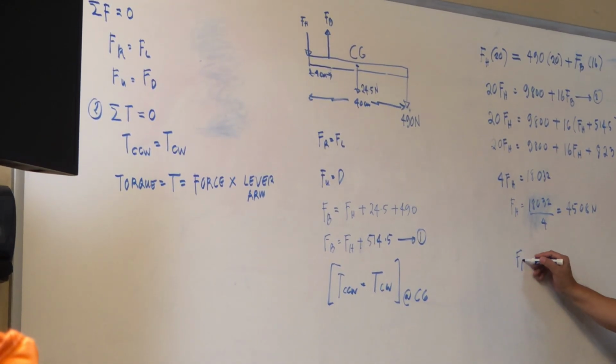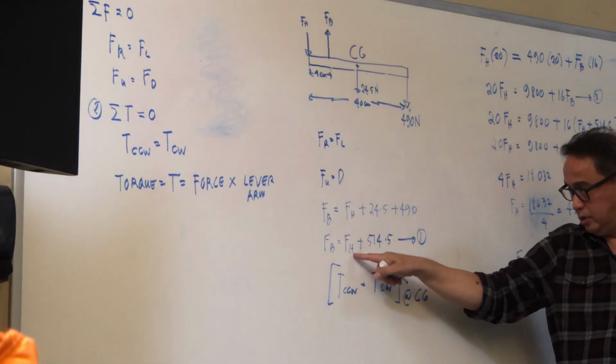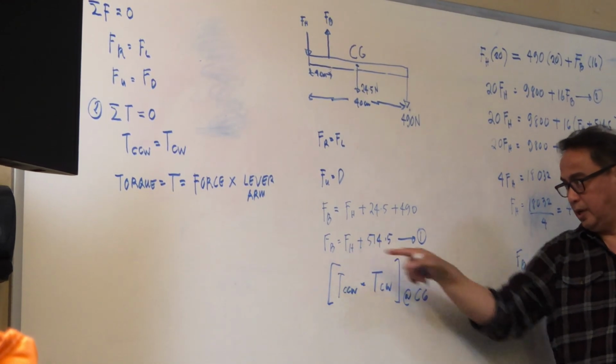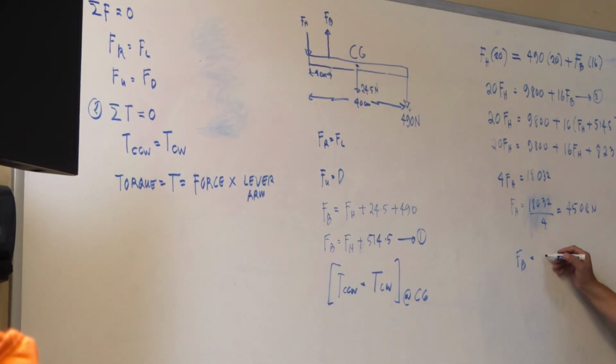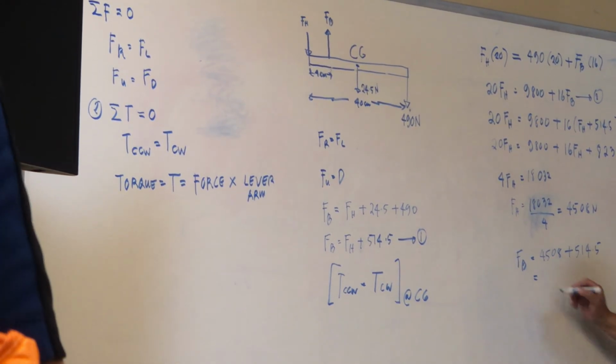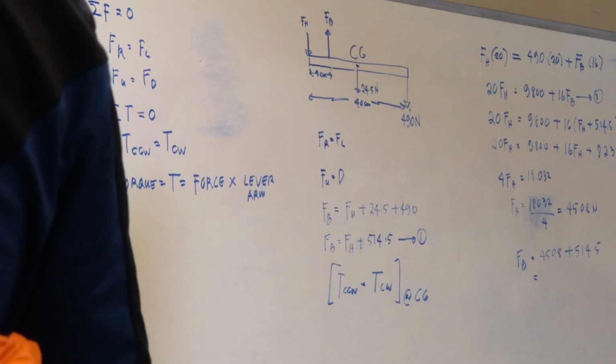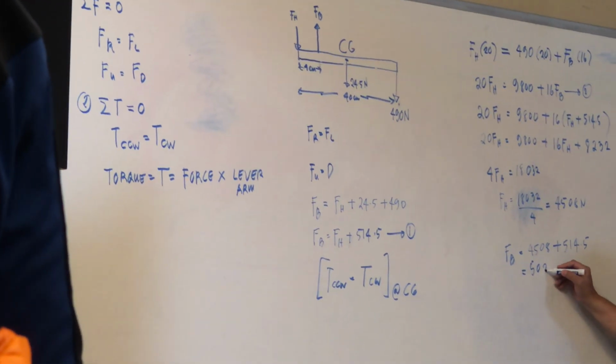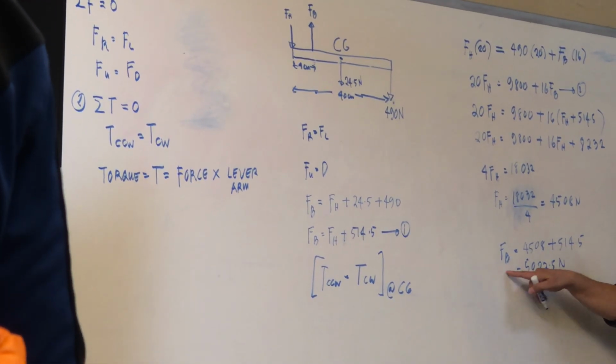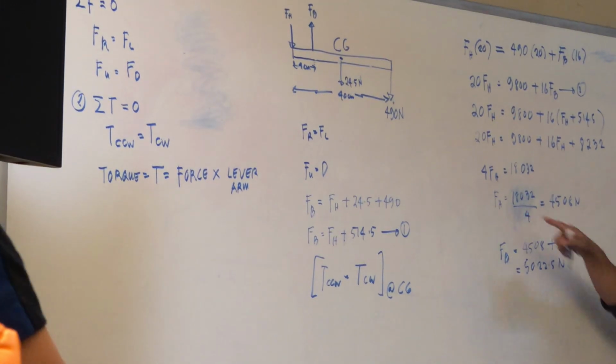Let's calculate FB. Once you know FH, you can calculate FB. FB is just equal to FH plus 514.5. FH is 4,508, so you plug this value here: 4,508 plus 514.5. This gives you 5,022.5 newtons. So you have calculated FB and FH.